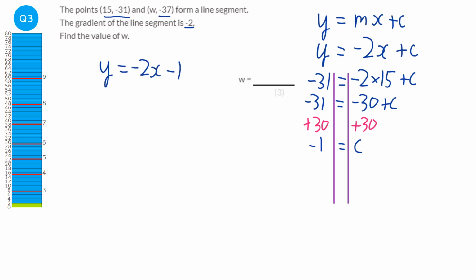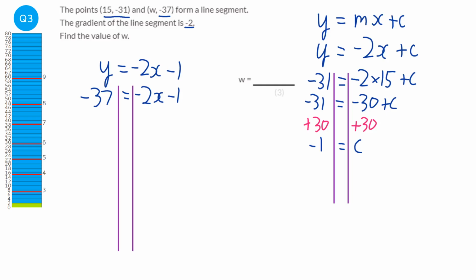And we're told that the y is minus 37. And we're looking for the x value, which they've called w. So let's get our solving lines in. Okay, so the first thing I'm going to do is add 1 to both sides. And so it would be minus 36 equals minus 2x. I'm going to now times, or divide everything by minus 2.